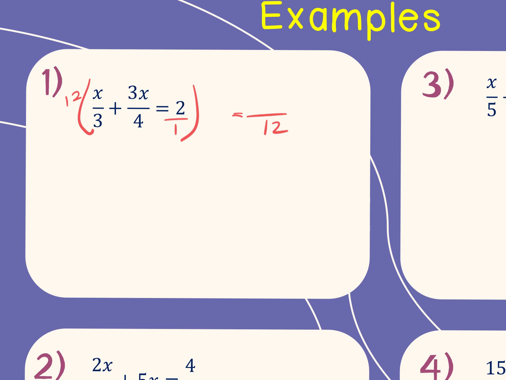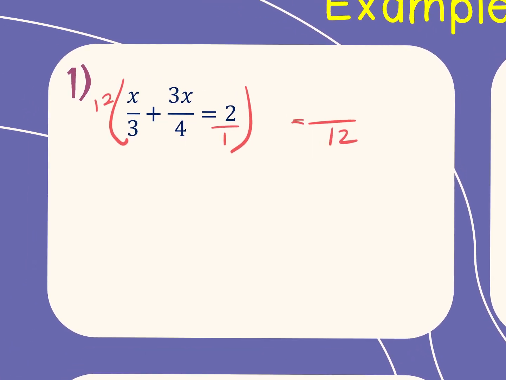All right? So if I say 12 times x divided by 3, what does that give me? What's 12 divided by 3? So I have 4x. Then I say 12 times 3 divided by 4. What's 12 divided by 4? 3. Then 3 times 3 is 9x. And then I'm going to multiply 12 by 2, and I get how much? What's 12 times 2? 24, okay?